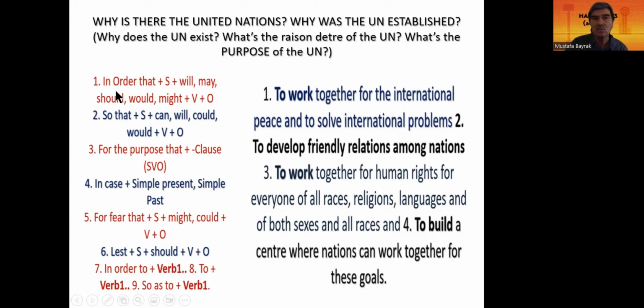For example, why are you learning English? I am learning English in order that I will find a better job, or I am learning English so that I can find a better job. I am learning English for the purpose that I find a better job. I learn English in case I find a better job. Also for fear that, lest; they are also used in different ways. We will study them in the full video.